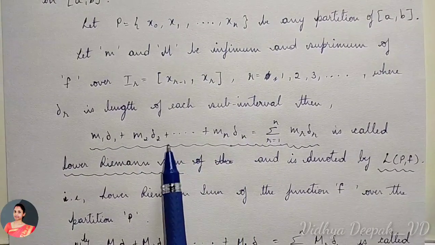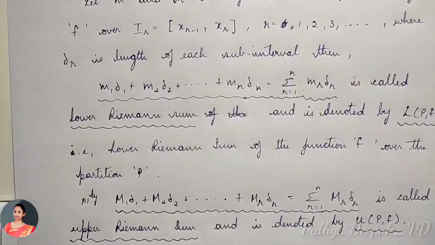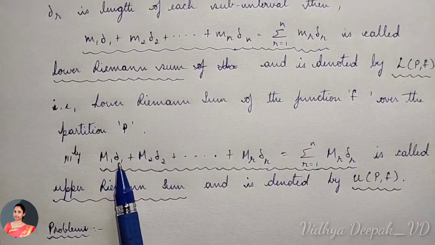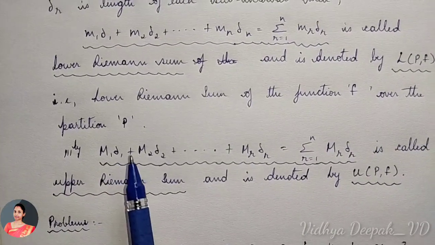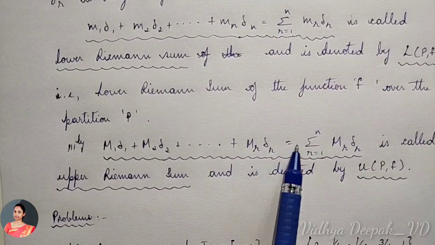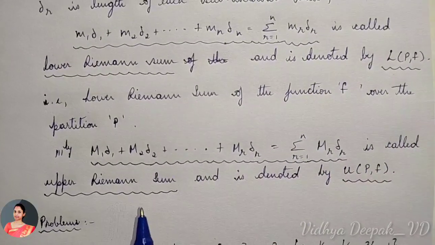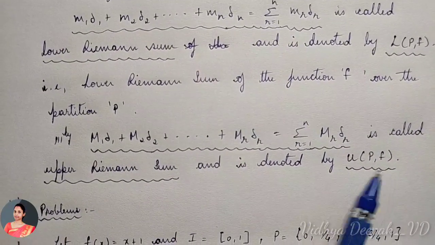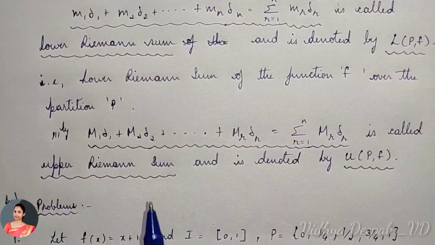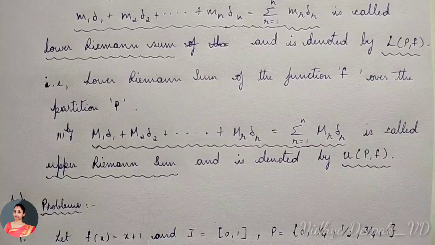So this is your formula to find the lower Riemann sum, and similarly your formula to find the upper Riemann sum is the supremum times the length of the subinterval. Again the same thing: M1 delta 1 plus M2 delta 2 plus etc., equal to the sum from r equal to 1 to n of M_r delta r, is called the upper Riemann sum and is denoted by U of P comma f. We'll understand how to find the lower and upper Riemann sum using an example, so it is easy for you to understand.